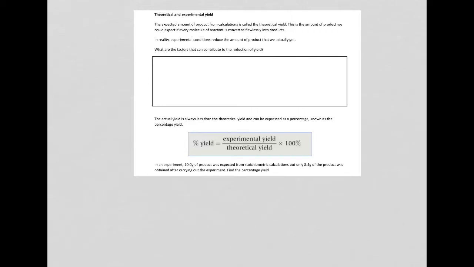Hi everyone, let's see theoretical and experimental yield. Whenever we do an experiment, we don't necessarily get the mass of products that we were expecting. The amount of a product that we are expecting is called the theoretical yield, and the mass that we get when we do the experiment is called the experimental yield.